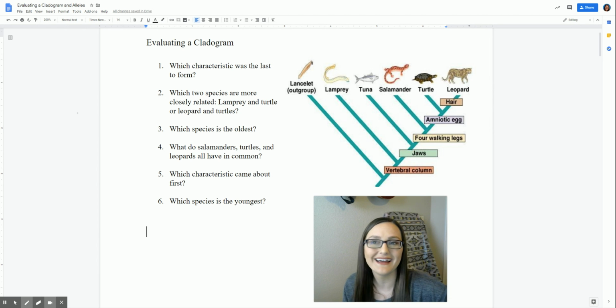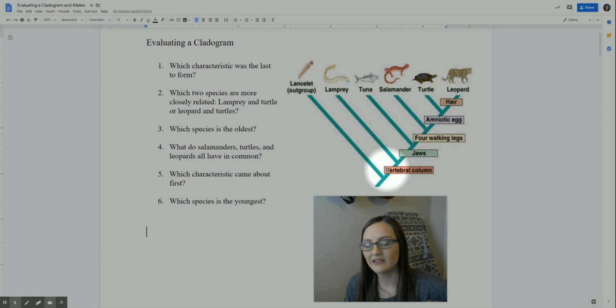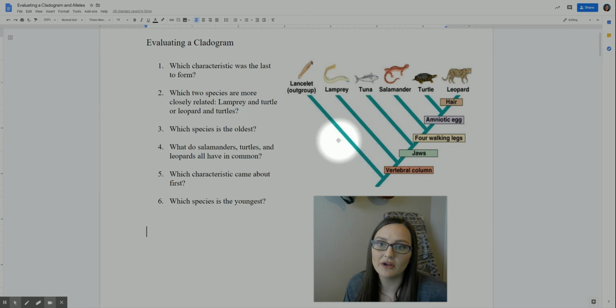So what is a cladogram anyway? It's this picture right here. It's that picture right there. And what is it used for? It's used for evaluating evolutionary relationships. So, what kinds of things are we going to notice? So let's take a look.